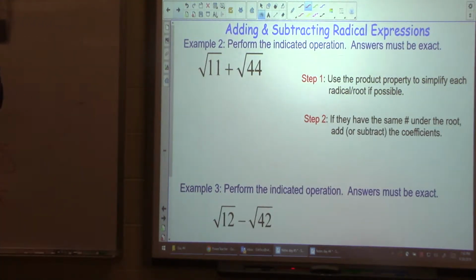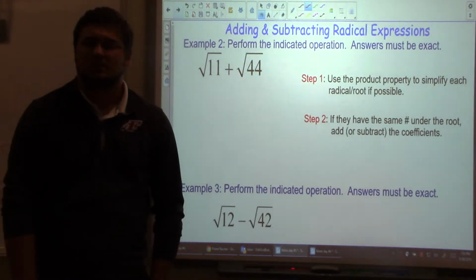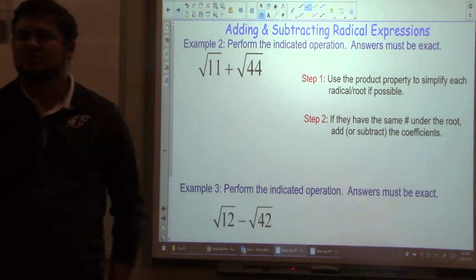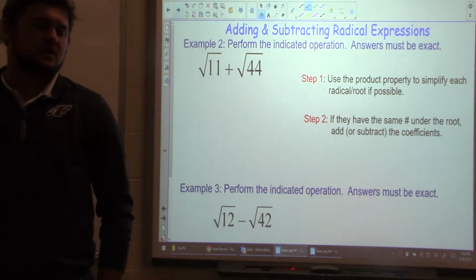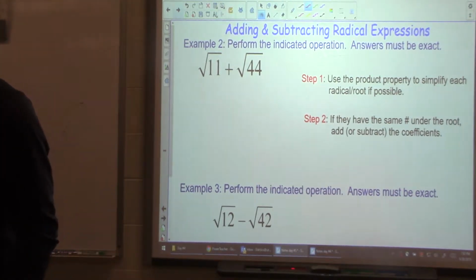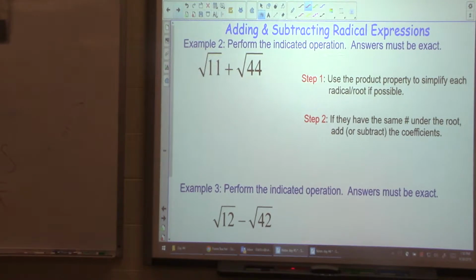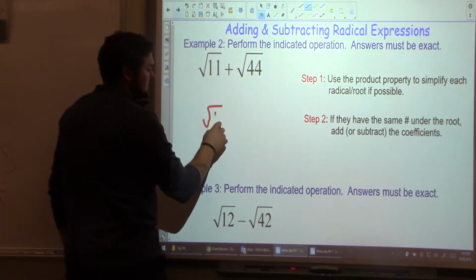Example 1 was super easy. Example 2 is a little more difficult. Square root of 11 plus square root of 44. Can I add those? No. So what am I going to do? Figure out a way to solve the problem. What was step 1? What did we just write down? Use the product property. Simplify each radical. Can I simplify square root of 11 at all? No, it's going to stay the same.